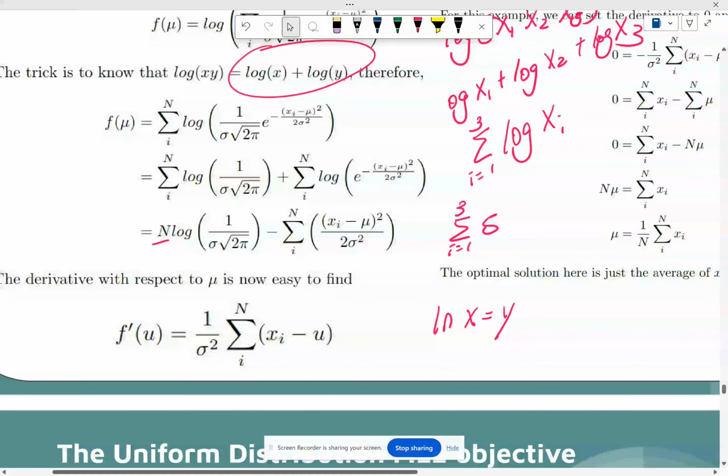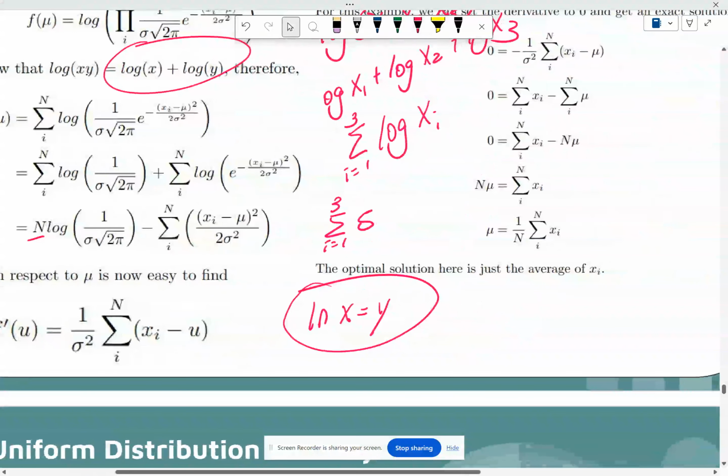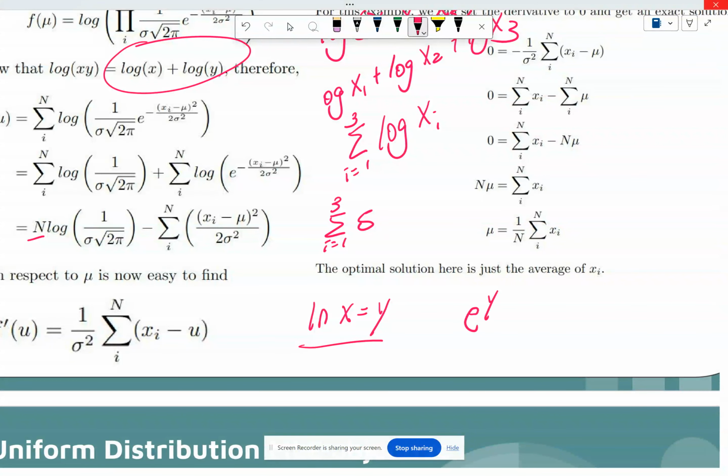I don't know if we went over this, but the very interesting property about log is that this right here is equal to e to the y is equal to x. So that's what this means. You have some kind of exponential value to the power of y that will give you x.